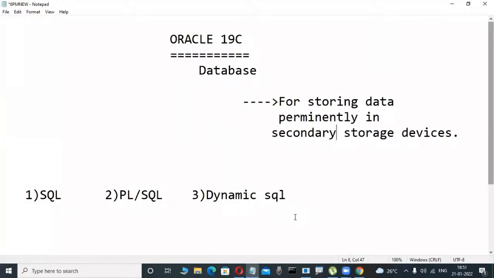Otherwise, if you want to know the syllabus and all these things, previous batches' recorded videos are there. You have to request, maybe in management there is.